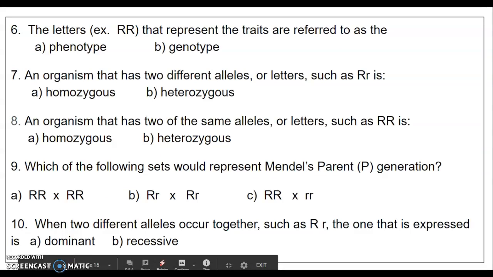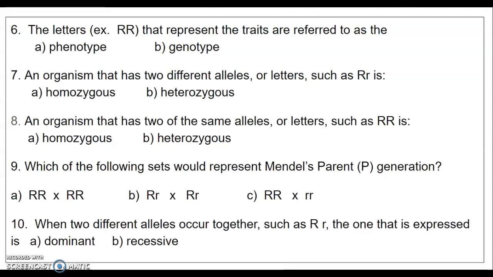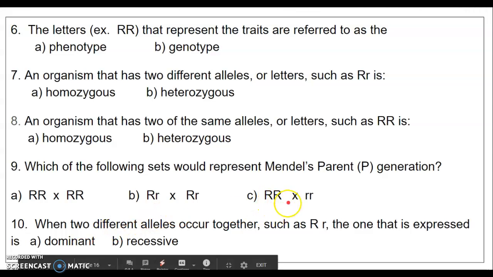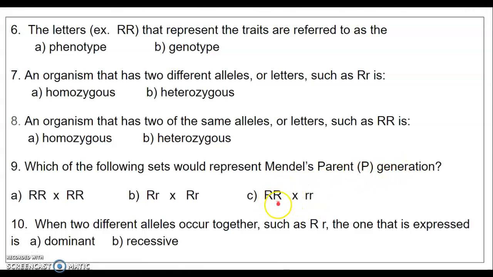And I have a few more questions for you to try. Number 6, the letters RR represent the B, genotype. Number 7, they have 2 different alleles. The answer is B, heterozygous. Number 8, same alleles, is A, homozygous. Number 9, this would represent Mendel's parent generation. It's going to be C, capital R, lowercase r, because his parent generation were pure breeding or true breeding.